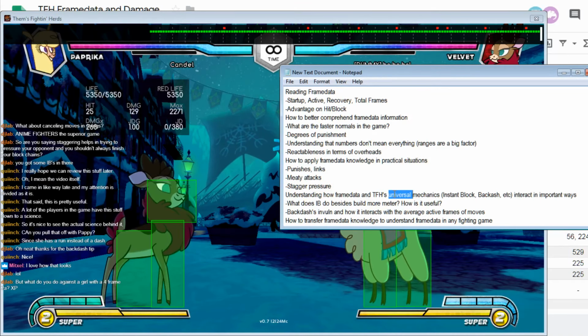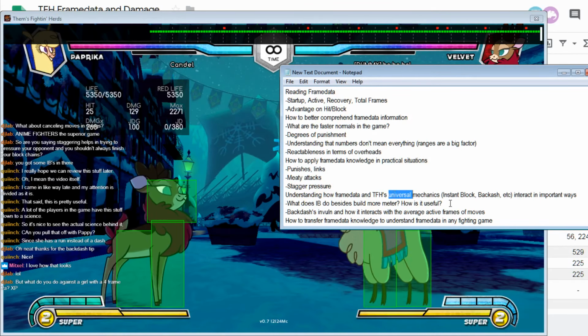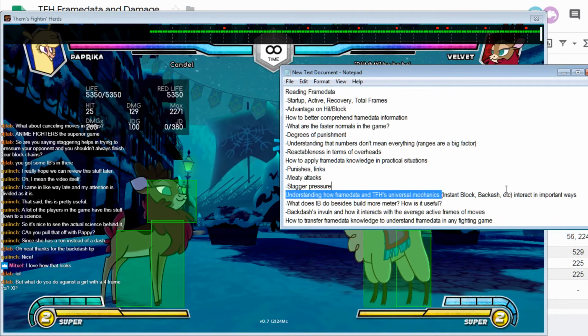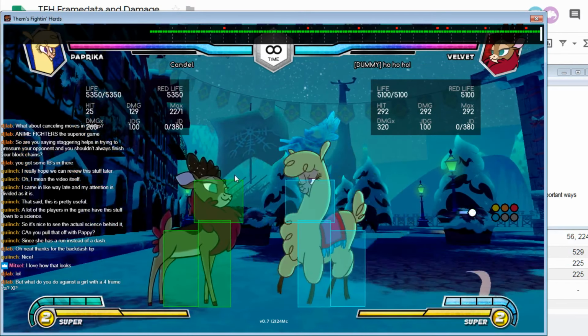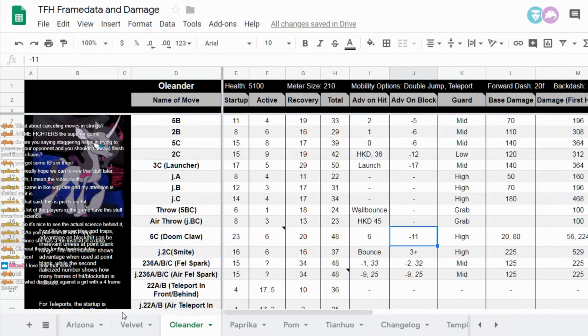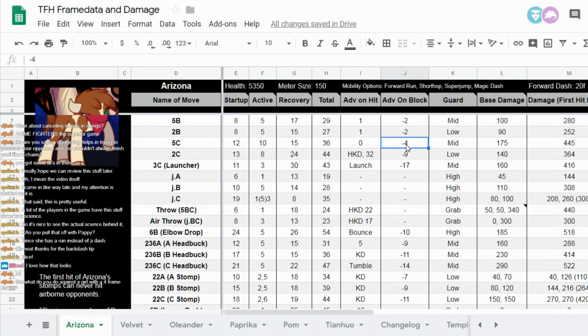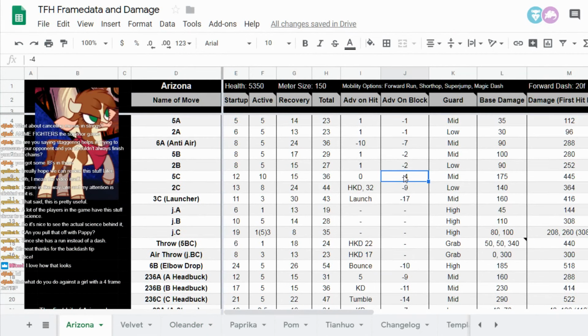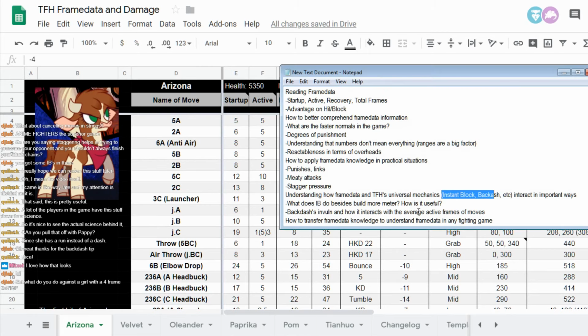We talked about how instant block makes things a lot more unsafe. You can actually make some safe normals unsafe. For example, Arizona's 5C is minus 4 normally. If you see an Arizona who likes to end with 5C, then you can instant block the 5C, make it minus 7, and possibly punish it. So instant block is good there.